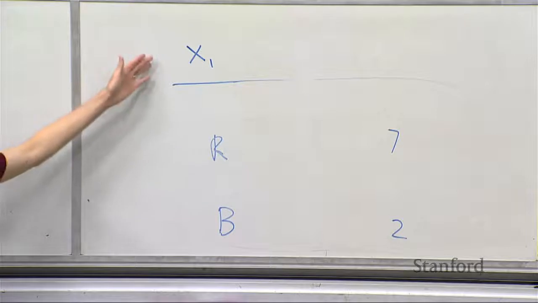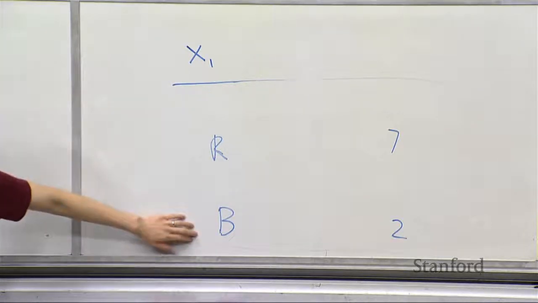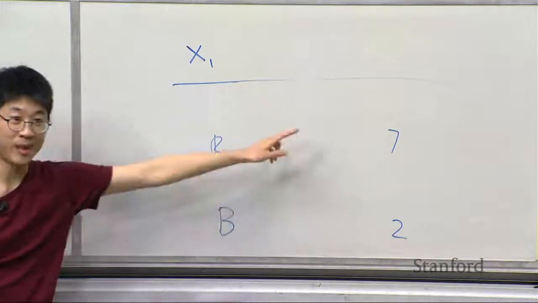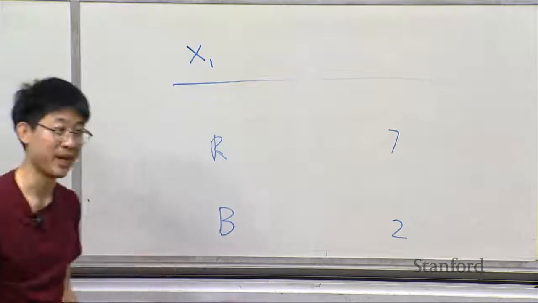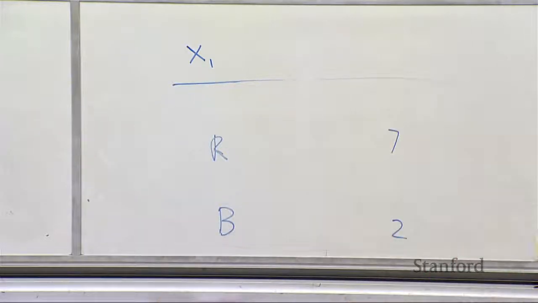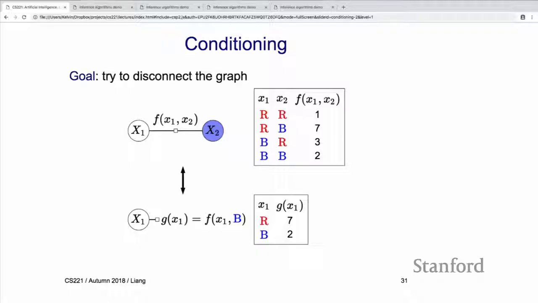Now we actually have a new factor which only depends on x1, r and b, and the value that it corresponds to is just the value of what this original factor would have been if x2 is b. So that's what conditioning is. Conditioning allows you to delete a variable and replace it with a new factor that is the original factor but with the deleted variable plugged in. Any questions about that?